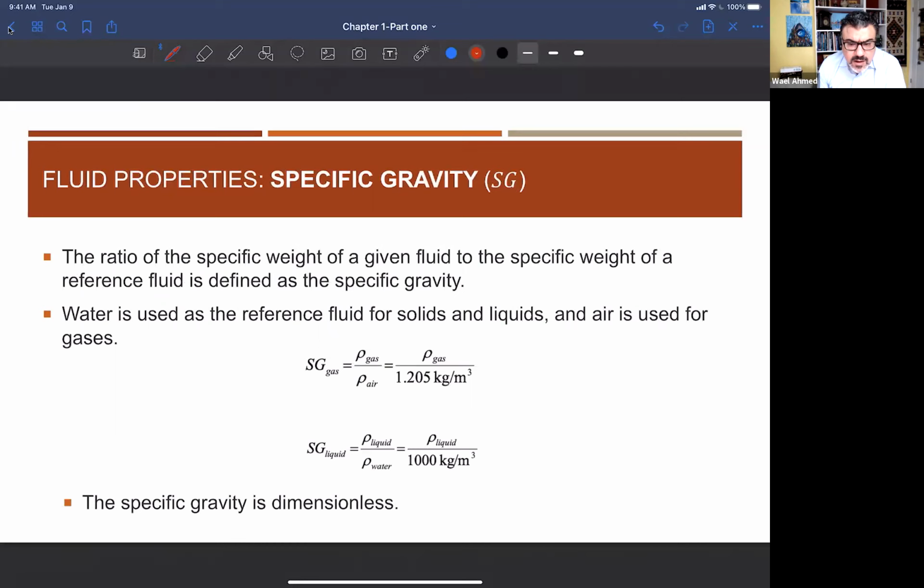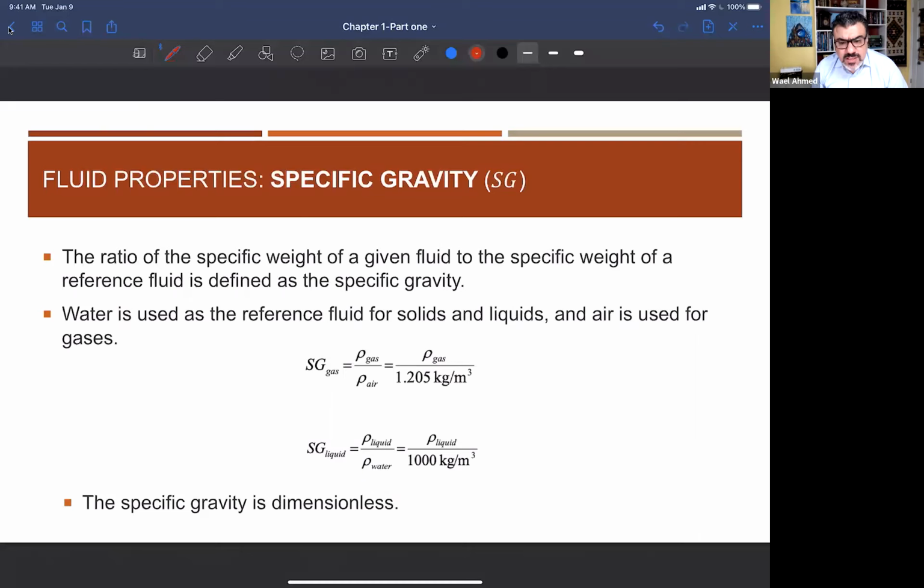Because we have very common fluids, like water, for example, which is one of the most common fluids used in many applications, in this case we are referring to some property with respect to the property of water. This property is called the specific gravity. Why do we call it specific? To just differentiate it from the volume, okay?